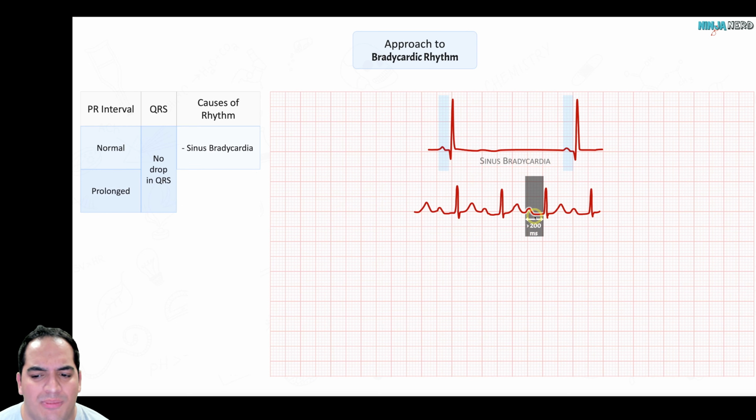If my PR interval is prolonged, every P wave is followed by a QRS complex, and I don't drop any QRSs, you know, P wave, QRS, P wave, QRS, P wave, QRS. Nothing changes. There's no droppage of the QRS, but the PR interval is prolonged in comparison to this one. In that scenario, if the PR interval is greater than 200 milliseconds, this patient has a first-degree AV block.